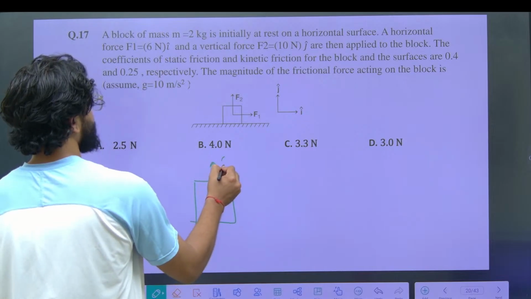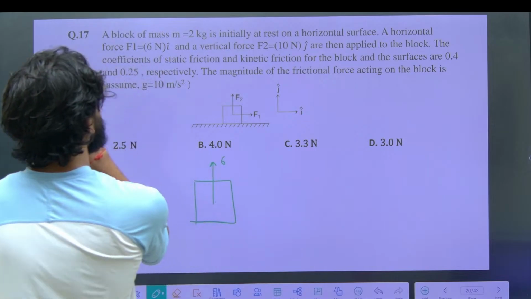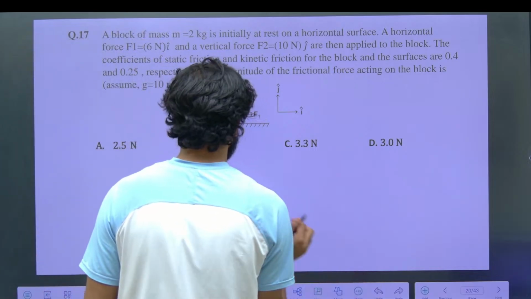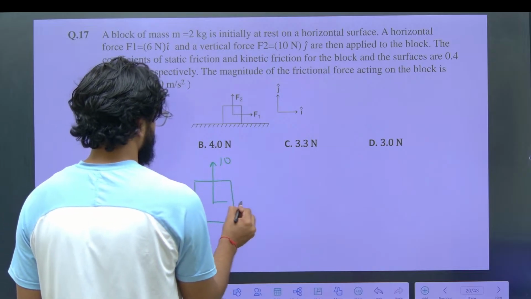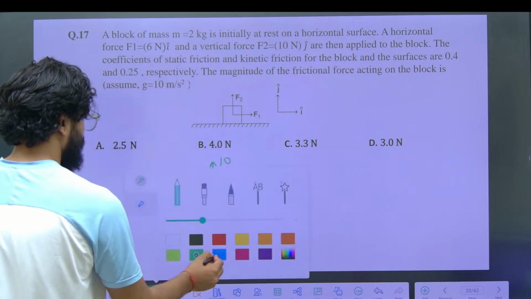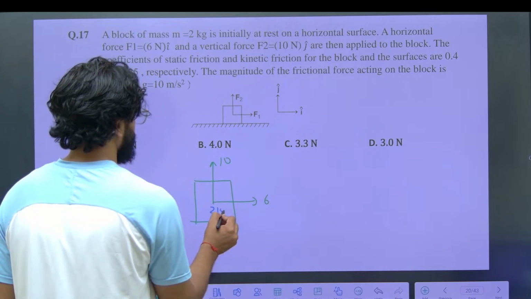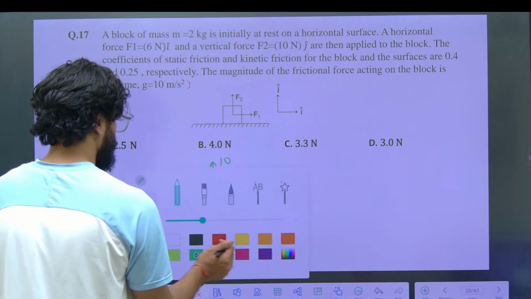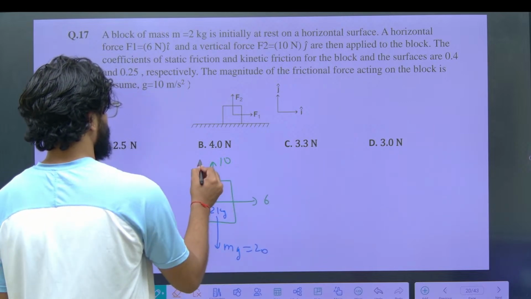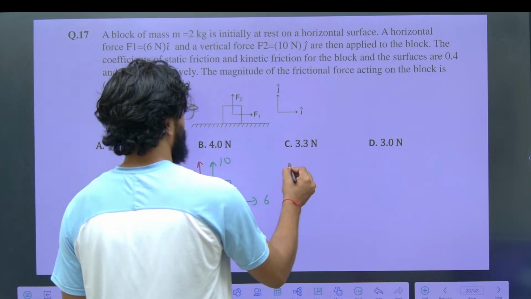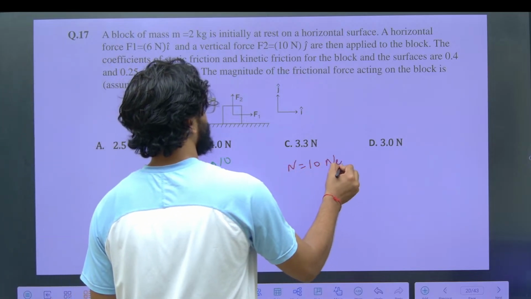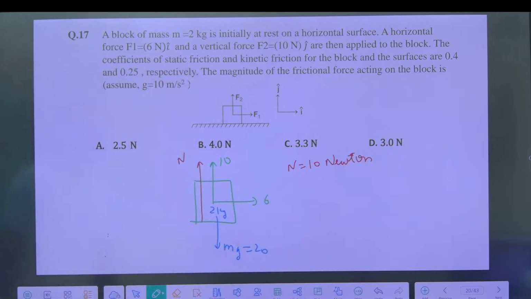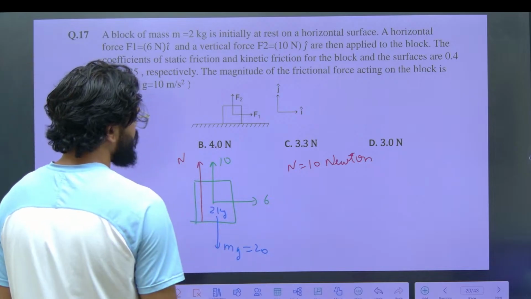If this is 6, in the vertical direction it is 10. This is 10 and this is 6. This block is 2 kg, so mg is 20. So normal is this, and the value of N will come out as 10 Newton. Correct? So the applied force over here is 6.